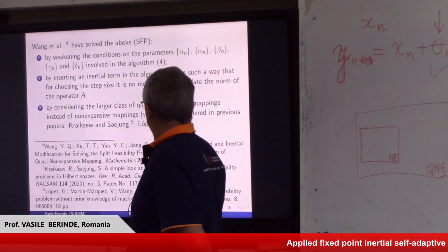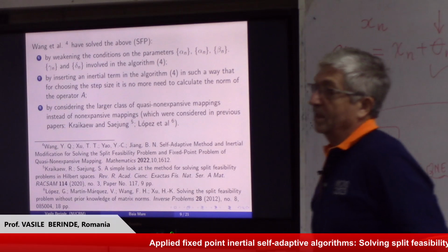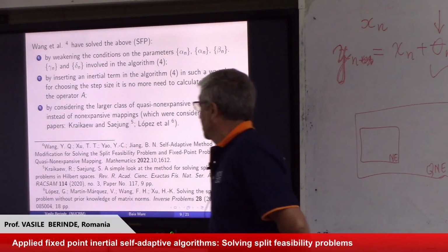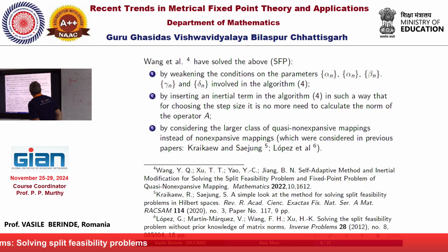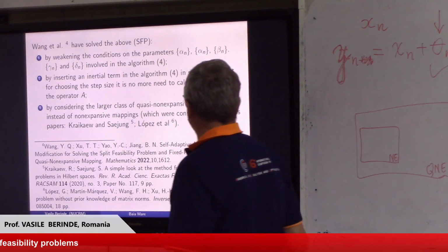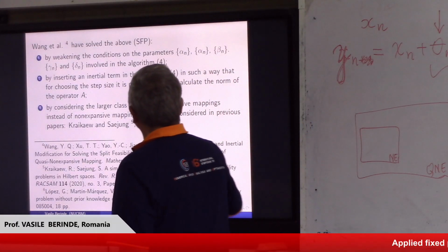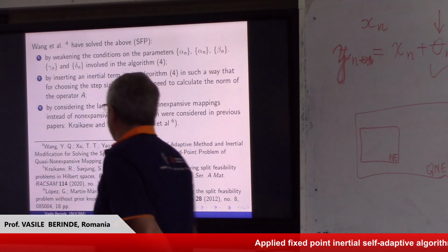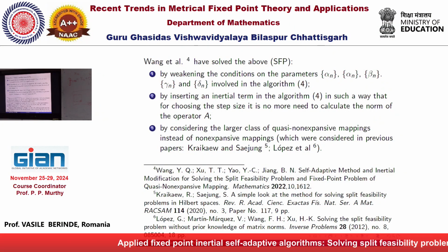Also these authors, the first one is from Spain, and the second is Xu. This is a very strong Chinese mathematician. He is a friend of mine. I visited him in China some 5, 6 years ago, I guess. He did extraordinary deep results in this field. And they improved this algorithm by not using the knowledge of the matrix norm.